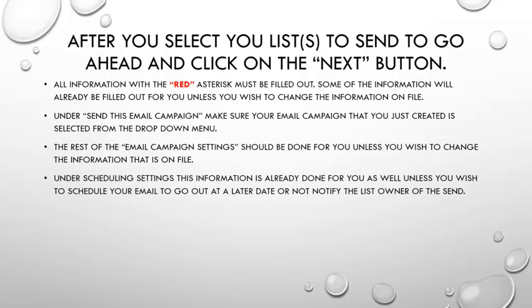Under scheduling settings, again, this information is done for you unless you want to schedule your email to go out at a later date, which sometimes you do. Sometimes you find if you mail at 7 p.m. you'll have a better response than if you mail at 6 p.m. The time of day when you mail does make a difference, and you will know that by testing.